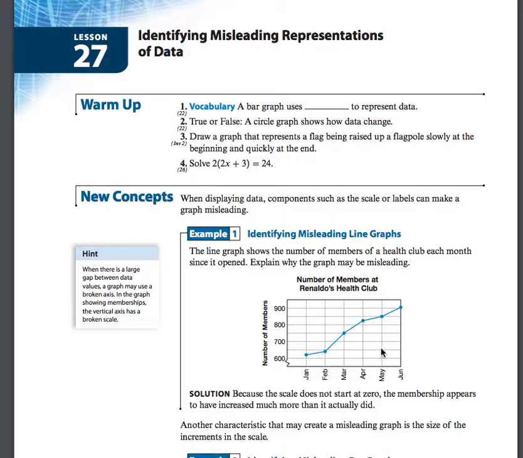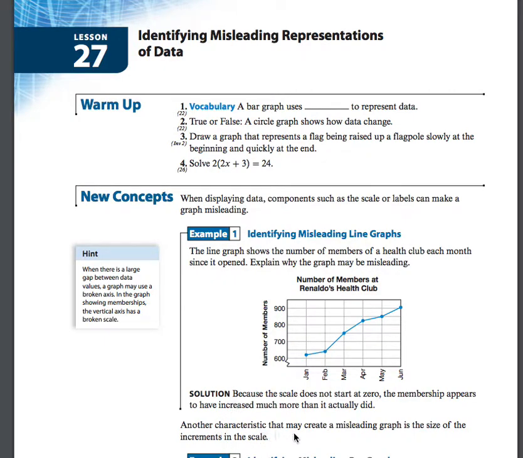Well, that might be misleading because you'll notice there's this little broken scale at the very bottom. Because the scale does not start at 0, the membership appears to have increased much more than it actually did. Notice if you had started at 0, you would show this drastic increase, but because we started at 600, it shows this great overall increase. From 600 to 900 members is an increase of quite a bit, but it's actually only a 30% increase rather than something looking like it's almost doubling during that time.